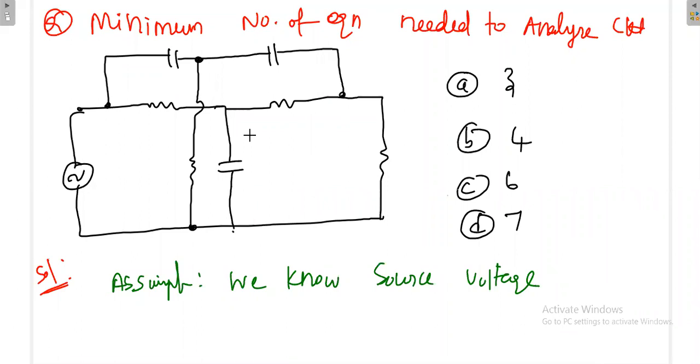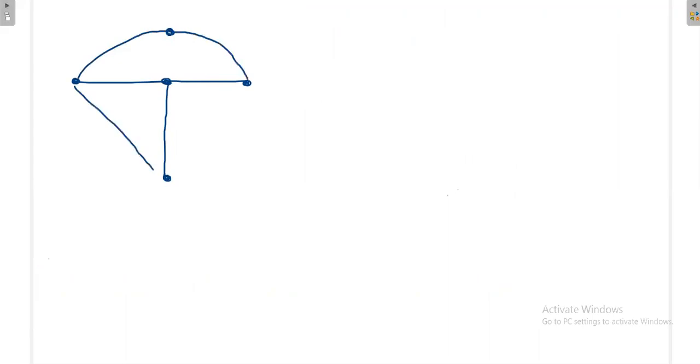So first, what is the procedure? First we'll form the graph from this network. The graph will be like this. For this circuit, the graph will be like this. One more connection is there, connecting this and this, that I will write here, so as not to cause confusion. Now this is the graph for the given network.